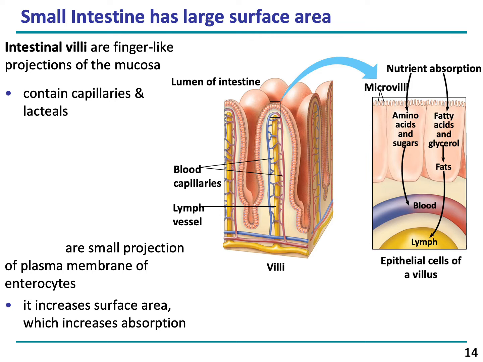Now, if we look back again at the mucosa, at the epithelial layer, we're going to find enterocytes. And enterocytes have microvilli, which are small projections of plasma membrane. And what they do is that microvilli increase the surface area even more, which increases absorption of nutrients like amino acids and sugars, which are delivered to the bloodstream, or fats, which are delivered to the lymph.